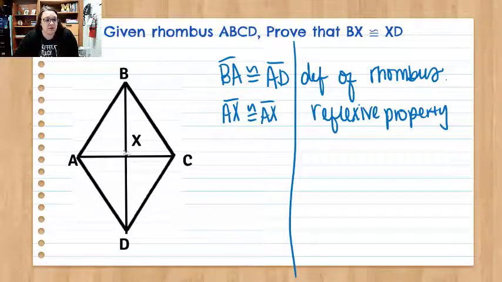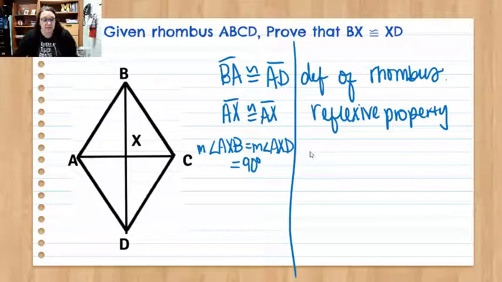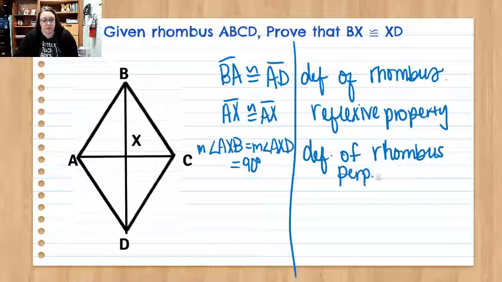And then I also want to show that this is a right angle. So angle AXB, I'll say measure of angle AXB equals the measure of angle AXD, and those are equal to 90 degrees. And this is the definition of a rhombus again, because it has perpendicular diagonals.